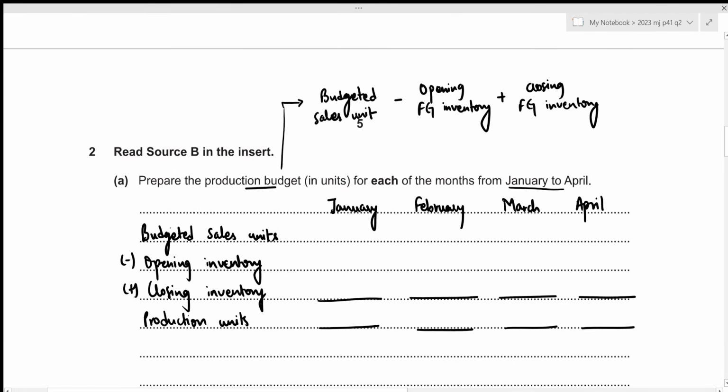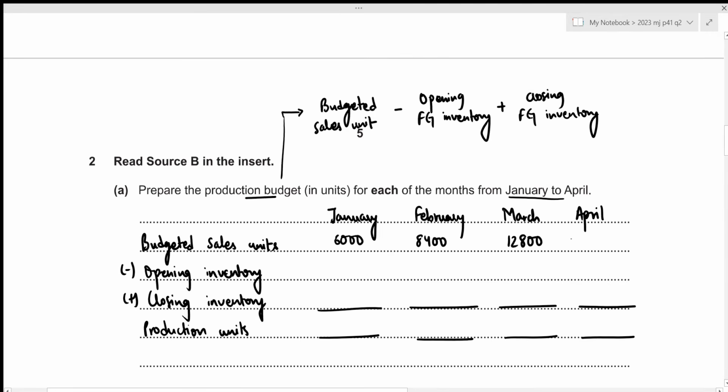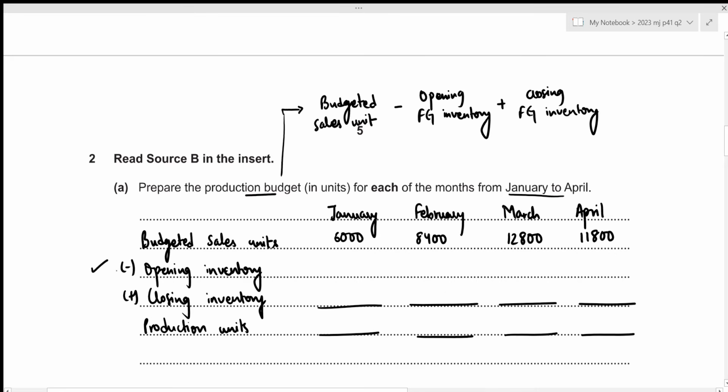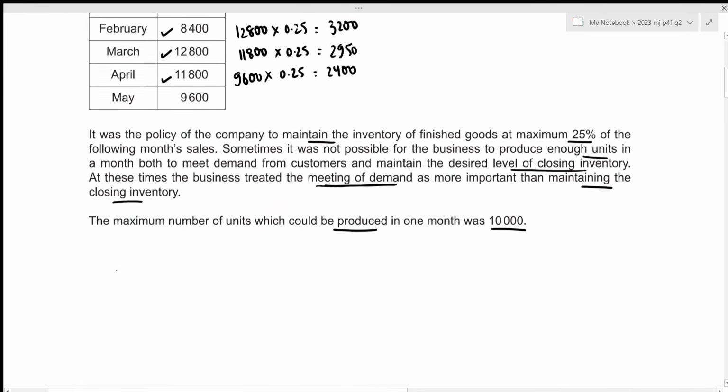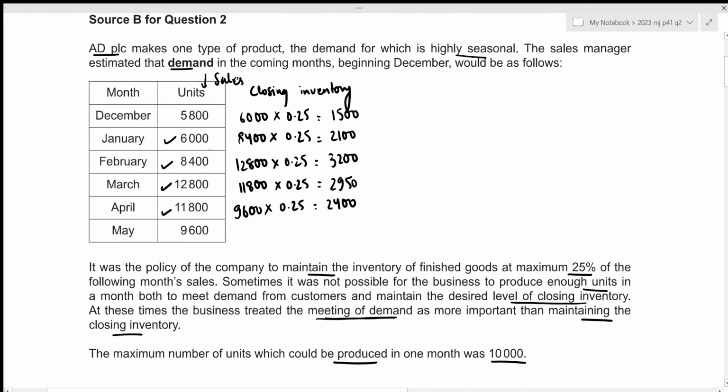Let's write it down. For January, it's 6,000. For February, it was given to be 8,400. For March, it was given to be 12,800. And for April, it was 11,800. Now let's have a look at opening inventory. And remember that the opening inventory for this month is just the closing inventory for the previous month. So for the opening inventory for January, it is just going to be the closing inventory for the month of December. So that's 1,500, 2,100, 3,200, and 2,950.